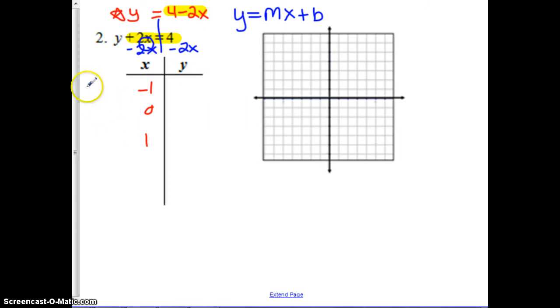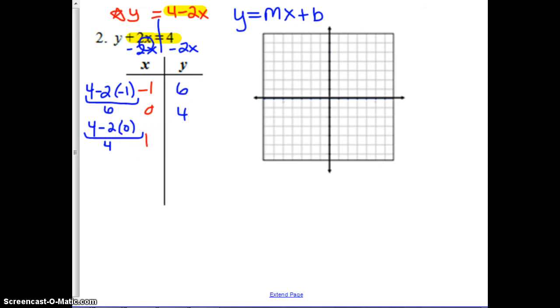We'll come in and we will do 4 minus 2 times -1. And when I do that whole line, 4 minus -2 is positive 6. And again, there is no judgment for putting that into your calculator. So right across from our -1, we have a 6. Next, you'll have 4 minus 2 times 0. And when I do that, that's 4 minus 0, so I get 4. So across from my 0, I'll have a 4.